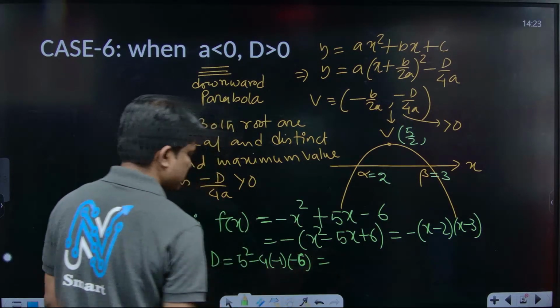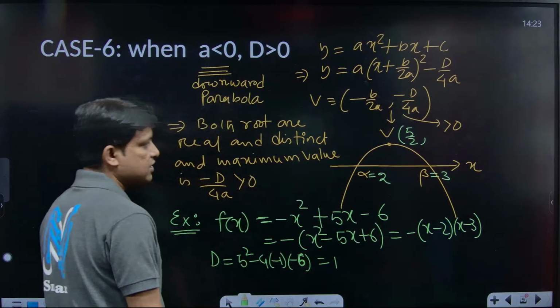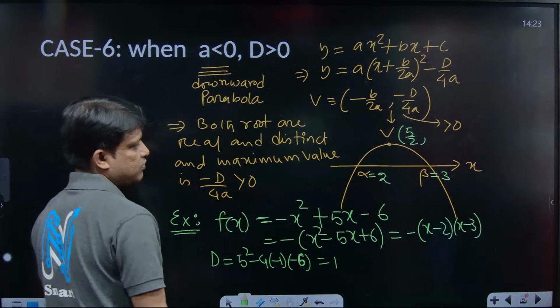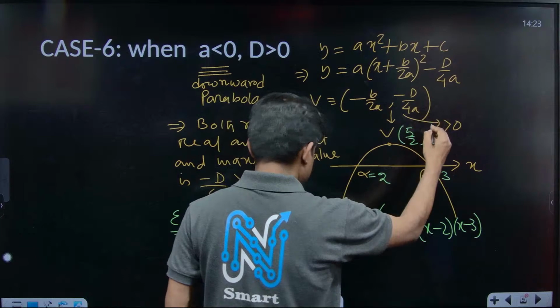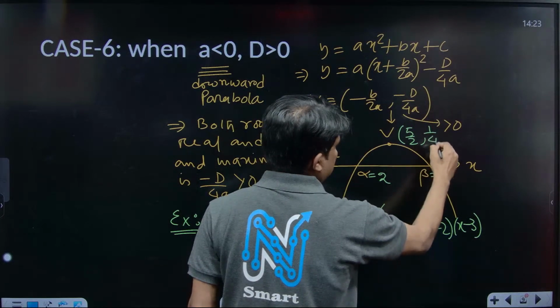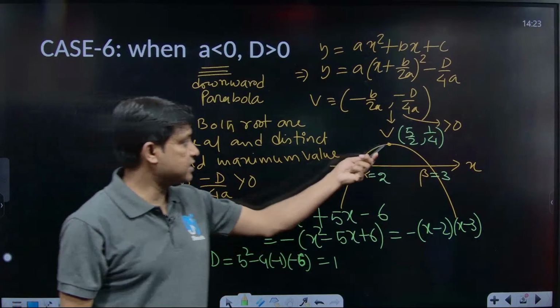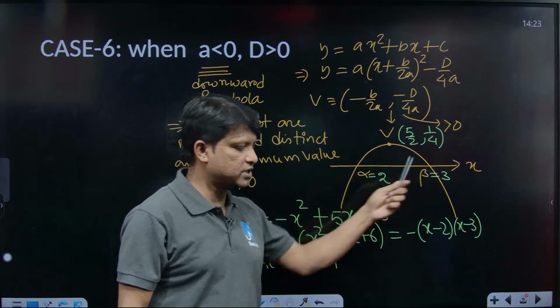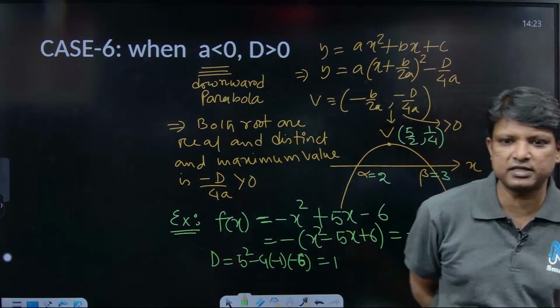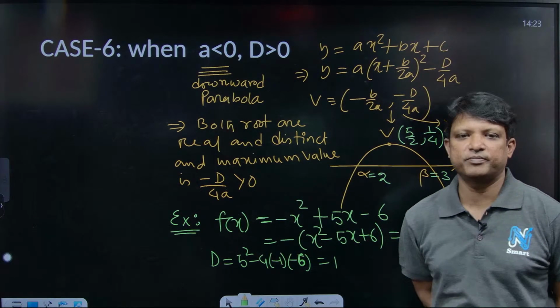So this is equal to 25 minus 24, which is 1. So minus D by 4a, where a is minus 1, is 1 by 4. That is why the ordinate of the vertex is positive, meaning the vertex is above the x axis and the downward parabola intersects at two distinct points, so two distinct real roots exist. I think this is clear, confirm.